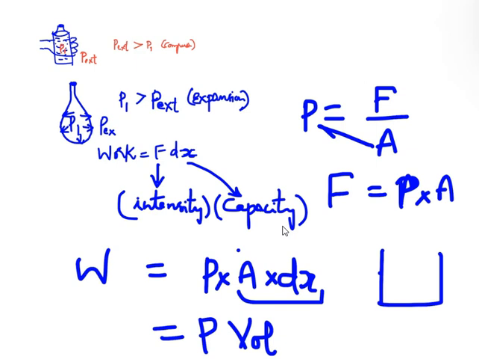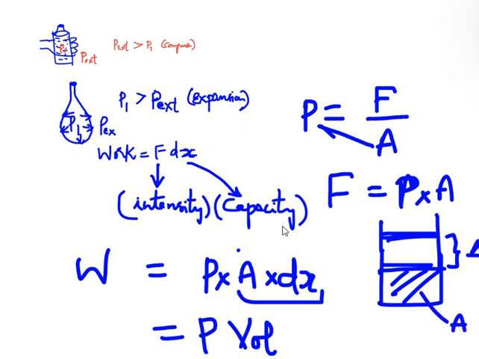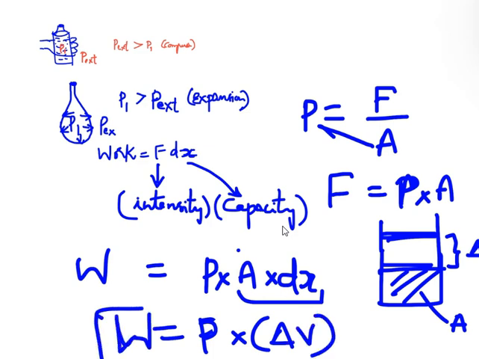Suppose this is the area, and if it is changing by a distance, it's expanding by a distance of delta x. Let's say this is the area A. What is this A into delta x going to be? Call it volume. That is how this work done becomes P times delta V.